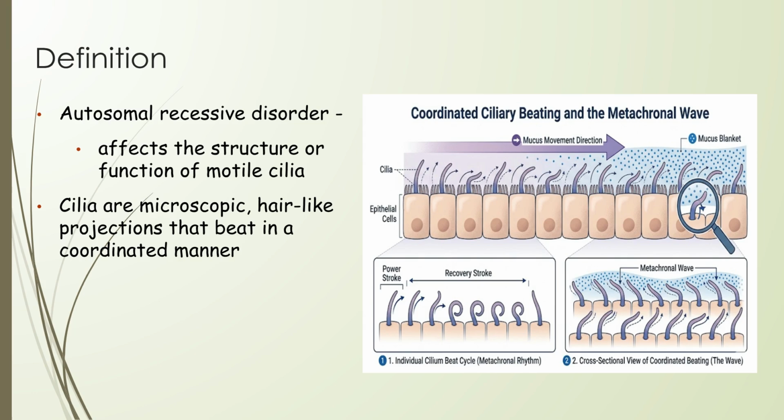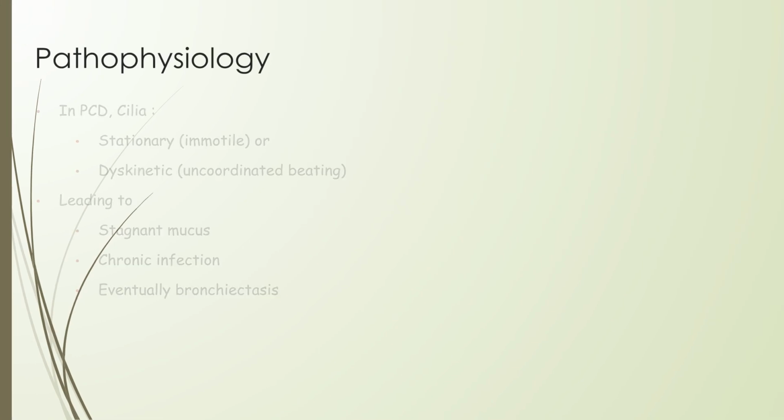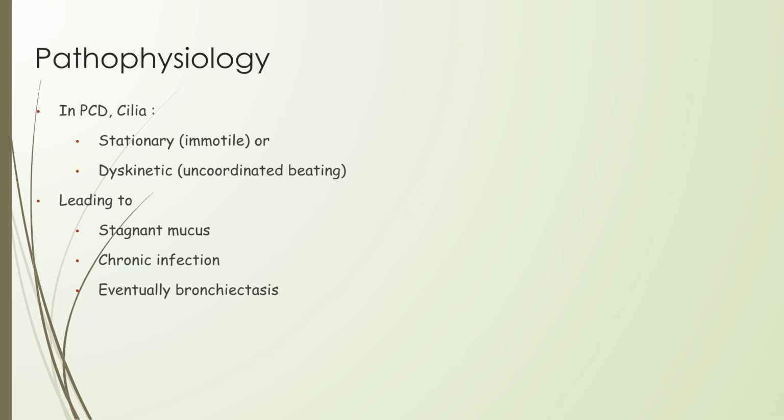Cilia are microscopic, hair-like projections that beat in a coordinated manner. PCD is a rare, autosomal recessive disorder with a prevalence of 1 in 10,000 to 20,000. It is often underdiagnosed, and about 50% of those affected have laterality defects. In PCD, cilia are either stationary or dyskinetic, meaning they have uncoordinated beating. This leads to stagnant mucus, chronic infection, and eventually bronchiectasis.